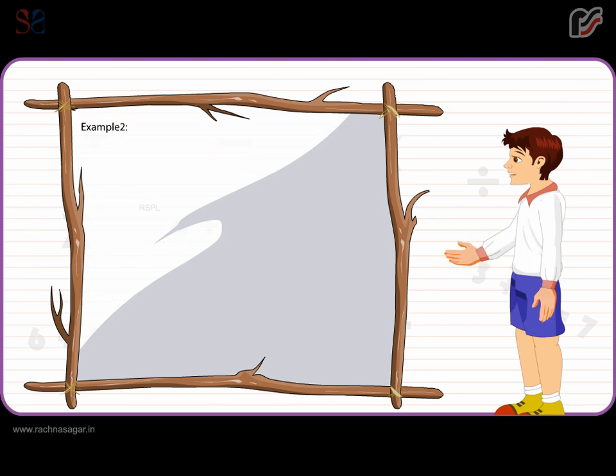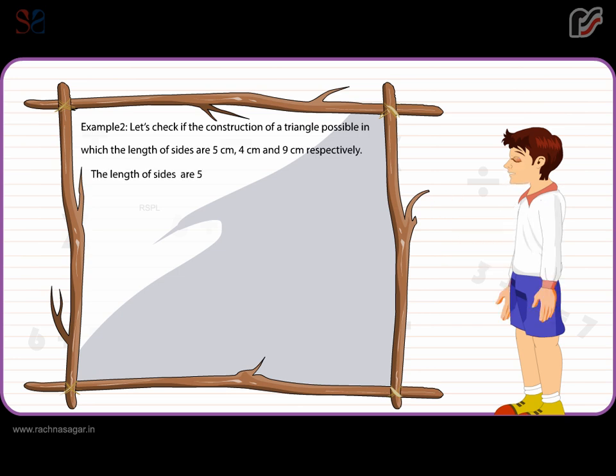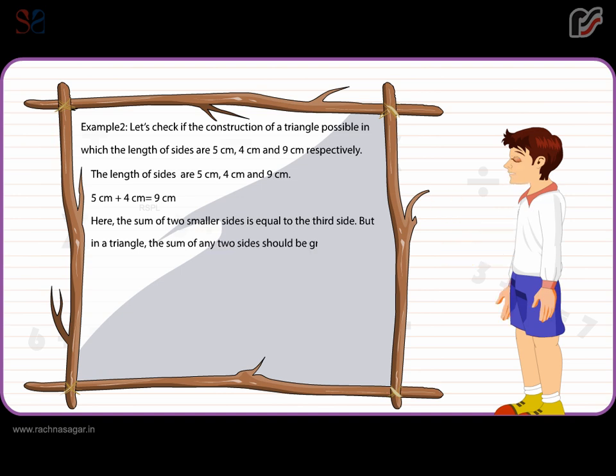Example 2. Let's check if the construction of a triangle is possible in which the lengths of sides are 5 cm, 4 cm and 9 cm respectively. The lengths of sides are 5 cm, 4 cm and 9 cm. 5 cm plus 4 cm is equal to 9 cm. Here, the sum of two smaller sides is equal to the third side. But in a triangle, the sum of any two sides should be greater than the third side. Hence, no triangle is possible with sides 5 cm, 4 cm and 9 cm.